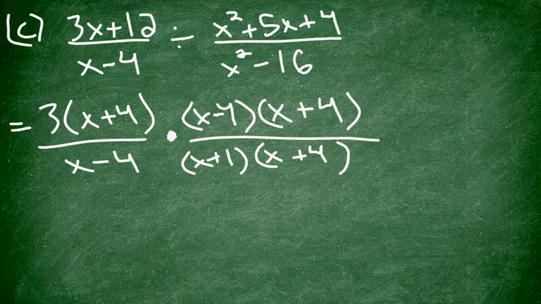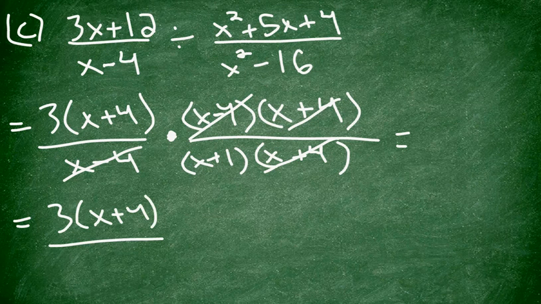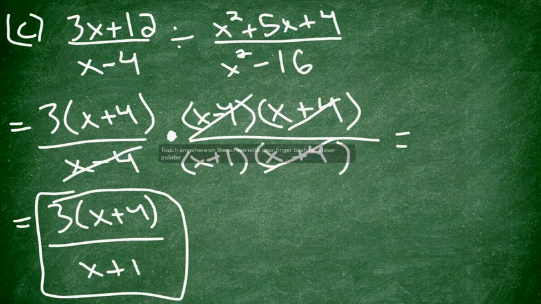Okay, so now I can look at this and see, is there anything I can cancel with this? So I see an x minus 4 pair, I see an x plus 4 pair, and it looks like that is it. Yep. So I'm left with 3 times x plus 4 over x plus 1. Okay, so I'm going to leave my answer like that. You could have also distributed the 3. This last step has some leeway as far as how you can write it. I think in the answer key I wrote 3x plus 12. You could have also done that, but this is fine too. Okay, so there's question C.